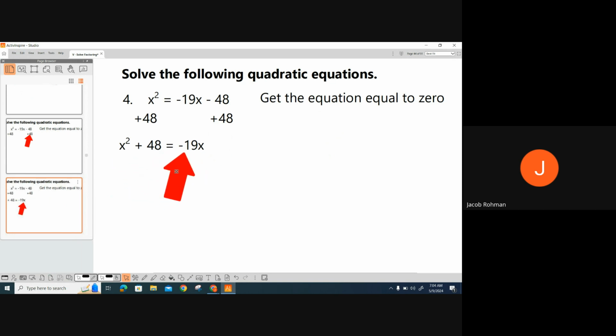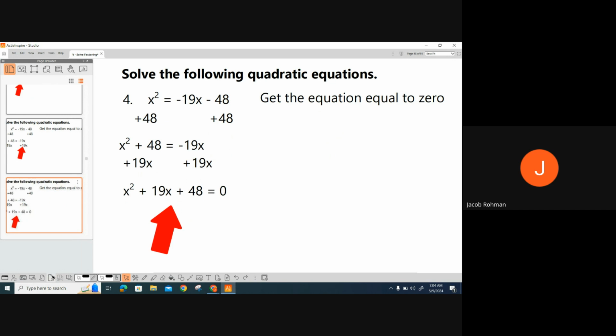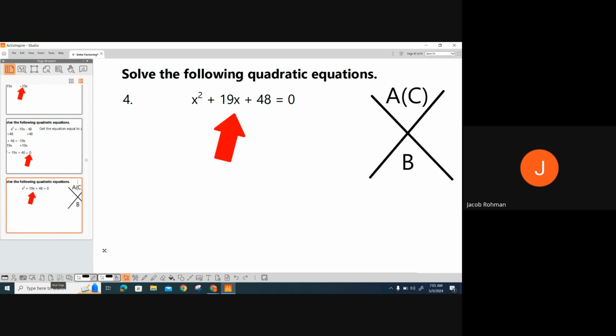Now let's go ahead and get rid of this negative 19x. We're going to add it to both sides. Here again, this becomes 0. And that's going to leave us with the trinomial x squared plus 19x plus 48 is equal to 0. Now, the cool thing about this is now we can turn this into factored form by using our x marks the spot method. So that's where we have a times c at the top and b at the bottom.